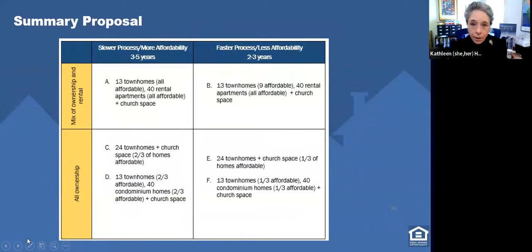We came back with a quadrant of options that we really quickly threw together based on information that we had available. And what we are showing here is that mix of all ownership versus ownership and rental. The slower process is driving more affordable homes, the faster process is less affordable, but still some affordable. And it's really about what's your tolerance for how long a project could take.